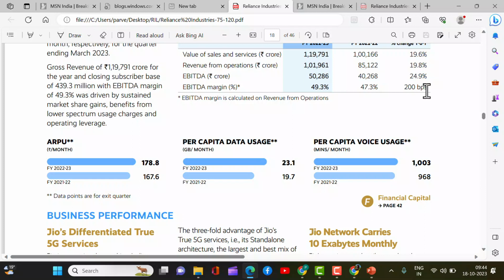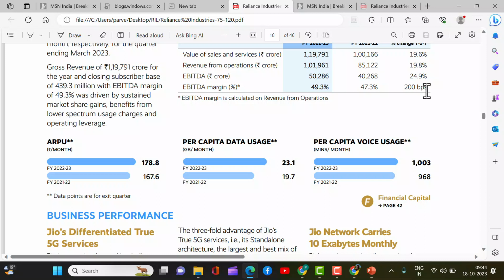So look at the ARPU. ARPU is the average revenue per user. So ARPU is 178.80, which was earlier 167. So the company is getting more money from each customer, so it's good news for them. Per capita data usage, GB per month.